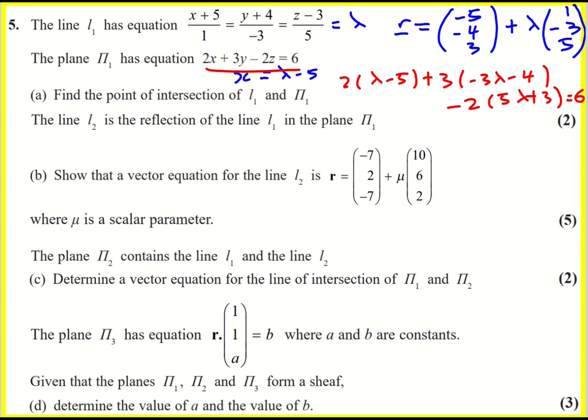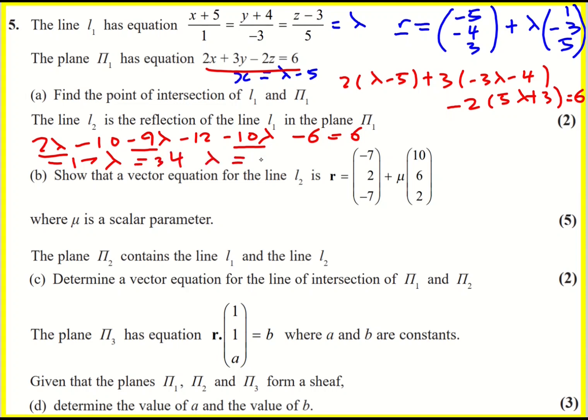We can now solve to find lambda. That's going to be where they intersect. So 2 lambda minus 10 minus 9 lambda minus 12 minus 10 lambda minus 6 is equal to 6. Collect these up. That's going to give me minus 7 lambda from here, and then minus 10 lambda, so minus 17 lambda. And then minus 22 minus 6, that's minus 28. Add that on, I'm going to get 34. So lambda is equal to minus 2.